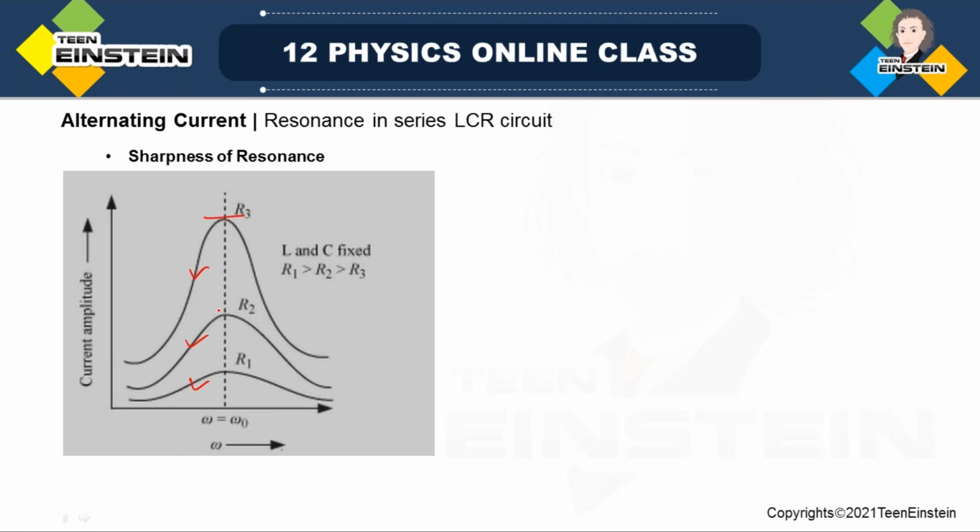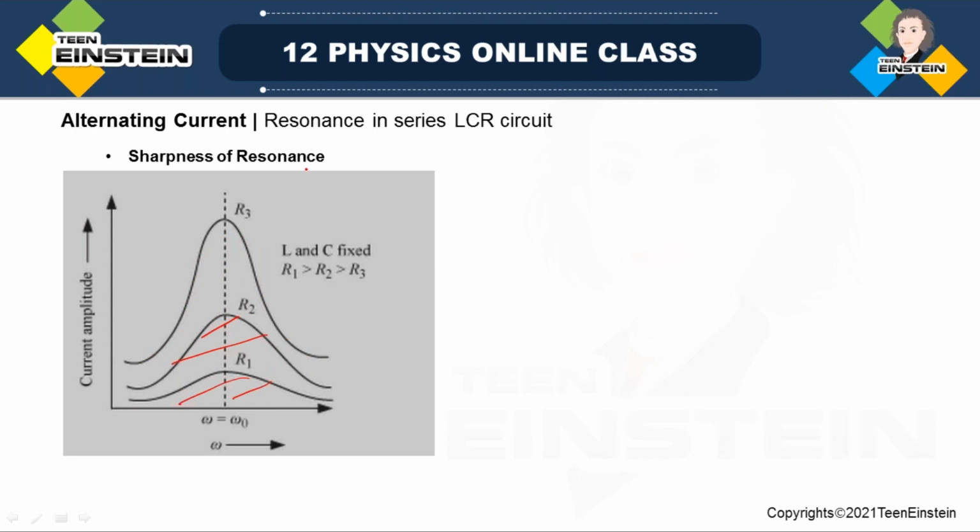But see, the maximum current is different for this and this. And also look at the shape of all three curves. This one has the highest current amplitude and it is sharp. The range of this is lesser. So what I mean to say is that this curve is sharper than the other curves.